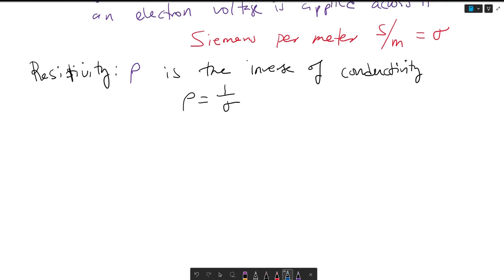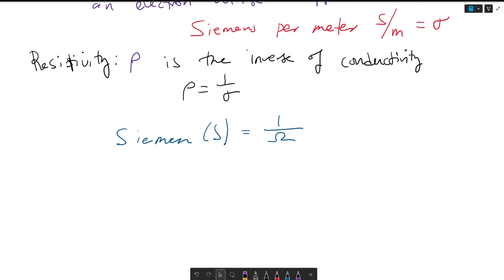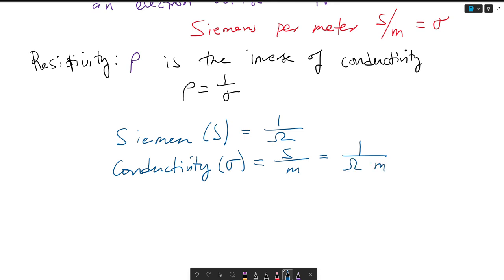And just to be clear, we have Siemens, which is S, which is equal to 1 over an ohm. We have conductivity, which is sigma, which is equal to Siemens over meters, or 1 over ohm times meters. And we have resistivity, which is rho, which is equal to 1 over sigma, which is equal to ohms times meters.